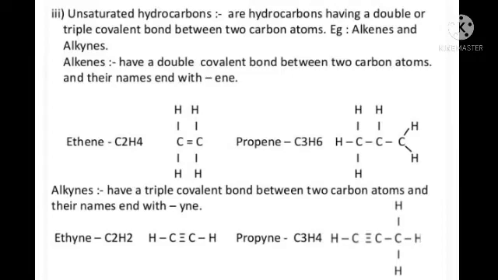Alkynes. Alkynes have a triple covalent bond between the two carbon atoms and their names end with YNE, that is yne. Example, ethyne and propyne. Ethyne is C2H2 and propyne is C3H4.